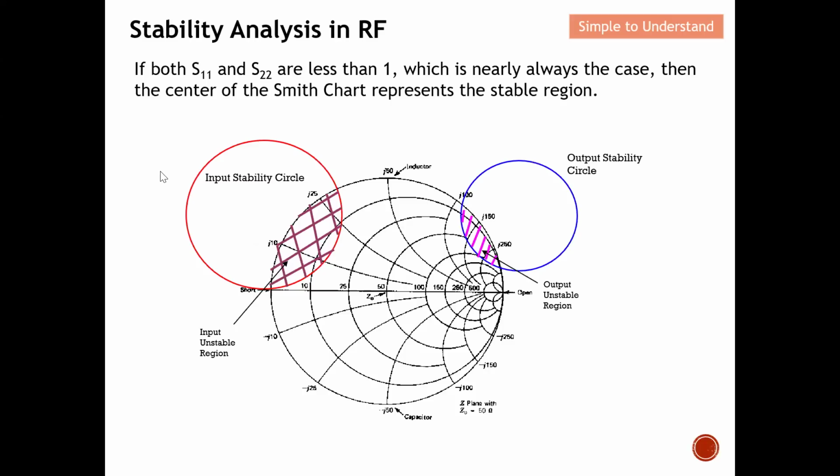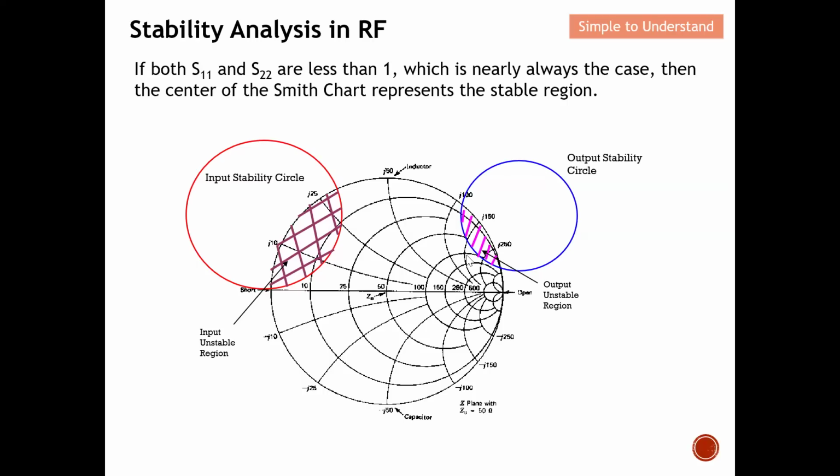How can we determine whether the circuit is stable or unstable here? If both S11 and S22 are less than 1, which is almost always the case, then the center of the Smith chart will always be the stable region, which means that right at the center point of the Smith chart, this point is always stable. For this case, you can see that this is the input stability circle. I mentioned that this part will always be stable, but over this part, it will be unstable. This is the region that we want to avoid. So all this part is stable.